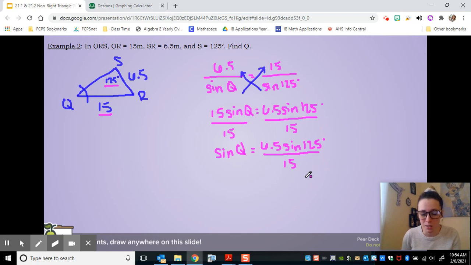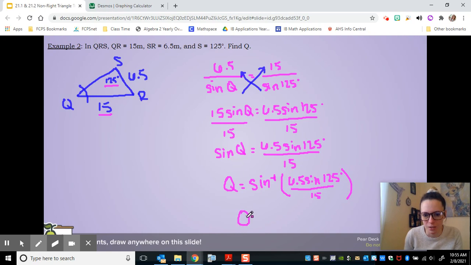Or if you want to combat possible issues with just finding that decimal and leaving it, go ahead and isolate Q now by doing the inverse sine of that fraction on the right-hand side. That way, it's already going to be in your calculator. You don't have to worry about doing it as a second step. So when I do the inverse sine of that very large fraction, either in my calculator or in Desmos, to three significant figures, I get that Q is 20.8 degrees.